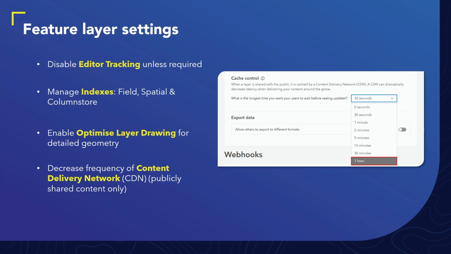And finally, for those of you today that have layers that are publicly shared, please do review and set an appropriate cache duration. ArcGIS Online uses something called the Content Delivery Network, or CDN, to cache common requests. This means the responses can be reused instead of regenerated, reducing load on your service. So if you have data that does not update very often, consider decreasing the frequency from the default of 30 seconds. It's all about managing your performance with how current your data needs to be.